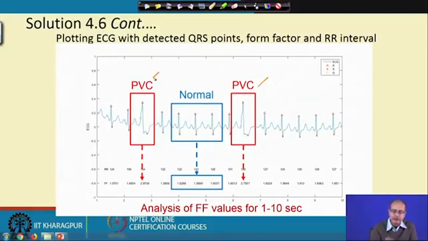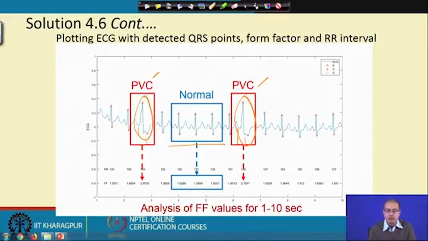Okay, here one, here another. In between, we get a few cycles which are normal. How do we know that these are PVCs? Simply by looking at the height: the height is bigger, and the width is also bigger. If you look at the width of the QRS complex, it is bigger than normal. So, that clearly tells us that these QRS complexes are abnormal and they are affected by PVC.